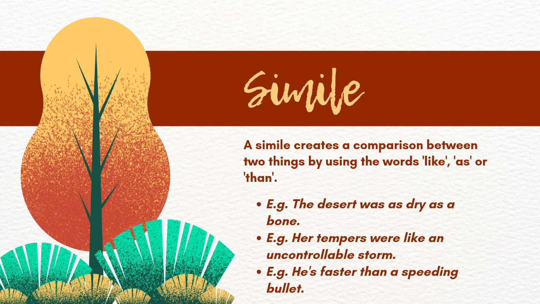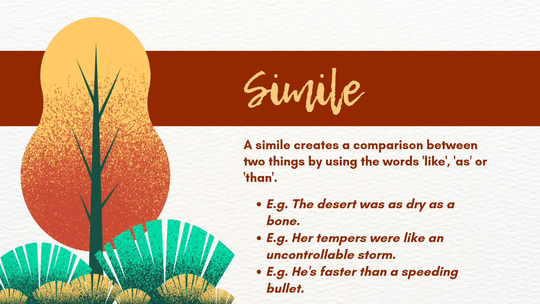A simile creates a comparison between 2 things by using the words like, as, or than. We have the first example. The desert was as dry as a bone. This sentence compares the dryness of the desert to a bone using the word as. Since as is used to compare 2 things, the sentence is a simile. The comparison helps us imagine how extremely dry the desert is.